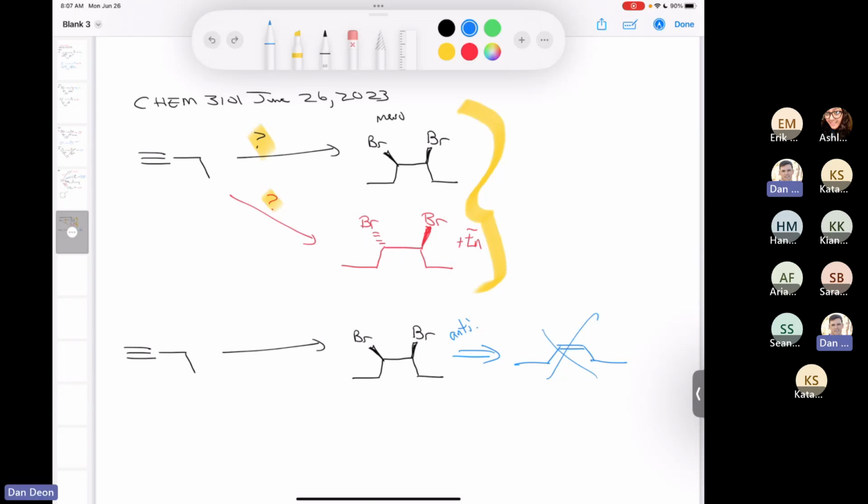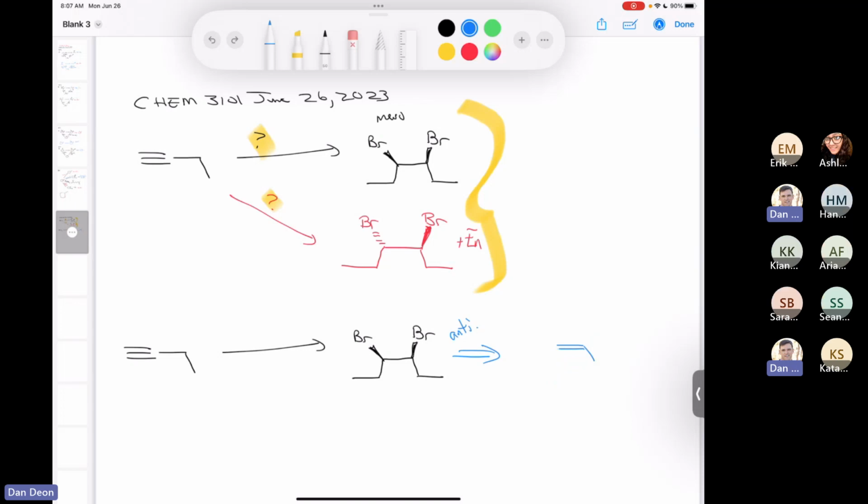All right. And so what I need to do is start with the trans compound. So I want to make this compound. If I can make the trans alkene, then I can do an anti-addition, and then I will get a meso compound. And if you're not completely sure about that, I'll review with you why that is.